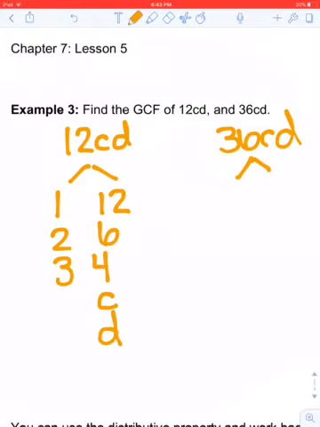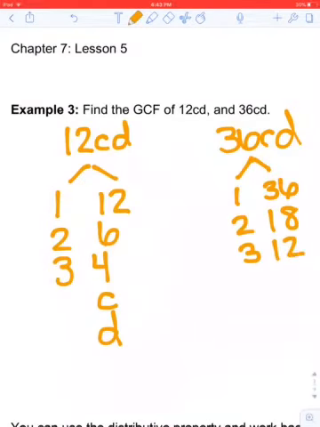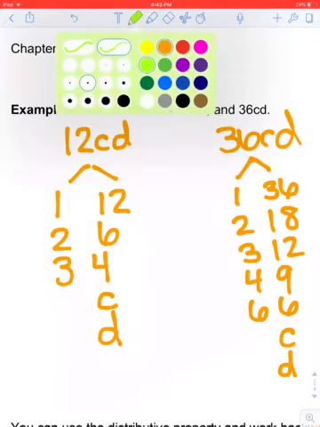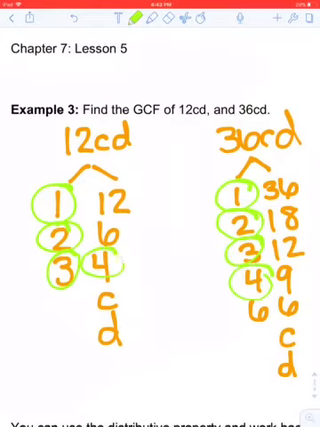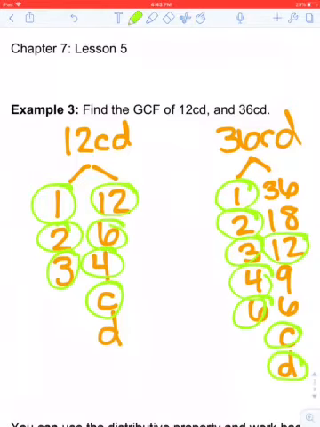If I check 36, I have 1 and 36, I have 2 and 18, I have 3 and 12, 4 and 9, 5 doesn't work, then we have 6 and 6, and then I'm back up the right-hand side so I'm all done, and then I have C and D. Now I can go ahead and circle all those terms that are alike, so we have 1, we have 2, we have 3, we have 4, we have 6, and once again we're only going to circle one of them, and we have 12, and then we can check our variables. We have the C's in common and we have the D's in common.